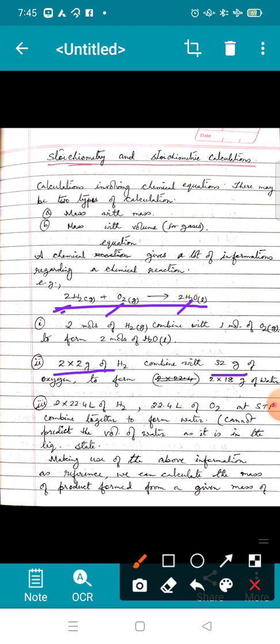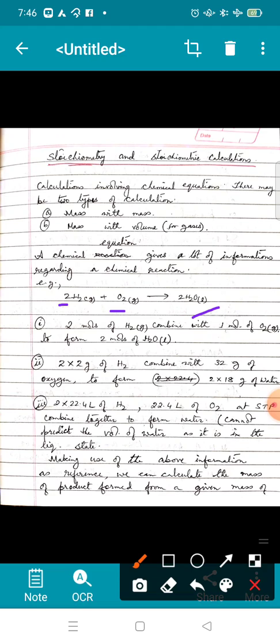Now as you can see here, hydrogen and oxygen are taken in the gaseous state, so we can predict their volumes as well. We know 1 mole of any gas occupies 22.4 liters at STP. So since there are 2 moles here, 2 into 22.4 liters of hydrogen will combine with 22.4 liters of oxygen at STP to form water. Since water we have taken in the liquid state, its volume cannot be predicted. However, if the experiment is done above the boiling point of water, that is 100 degrees Celsius or 373 Kelvin, in that case the volume of water can also be predicted.